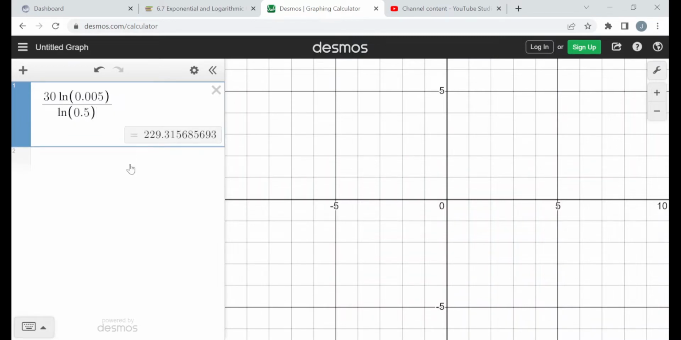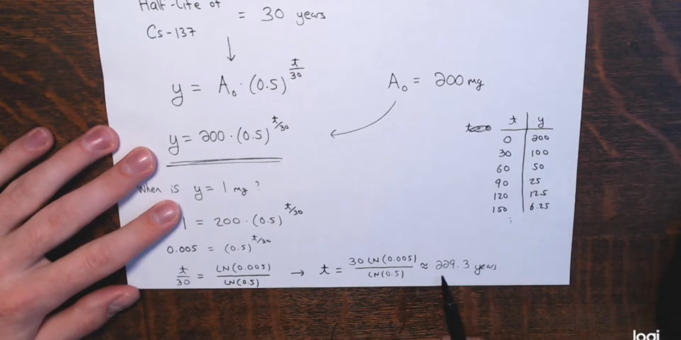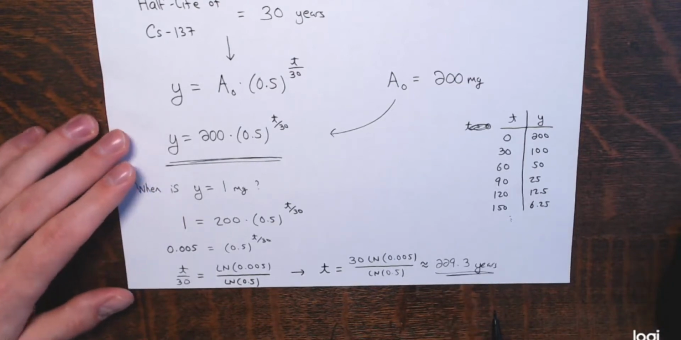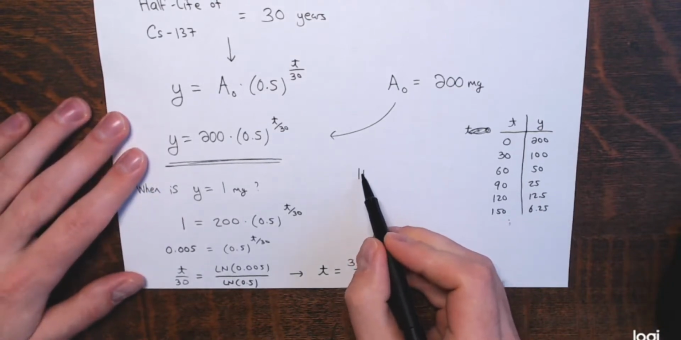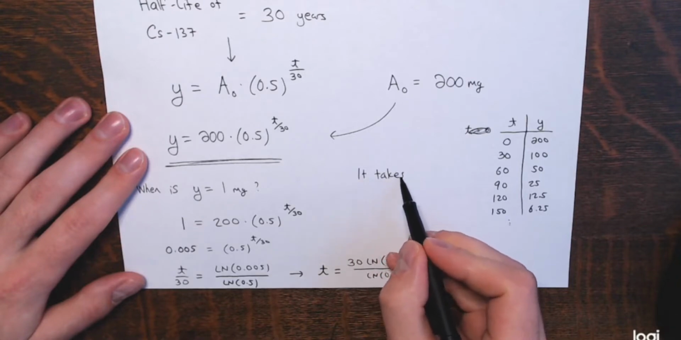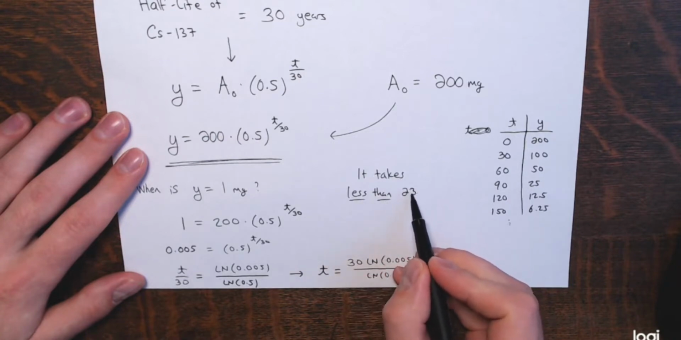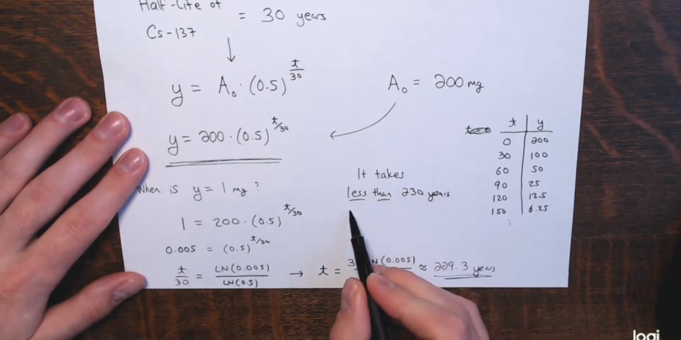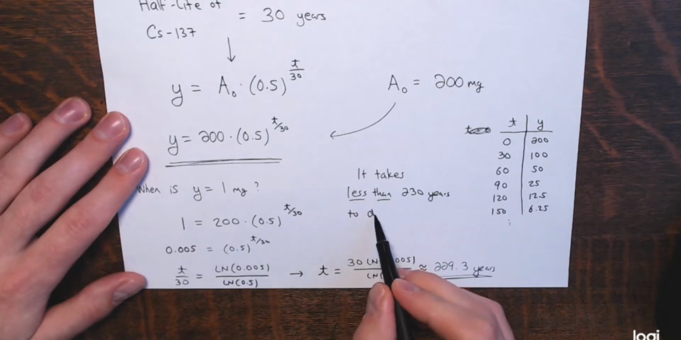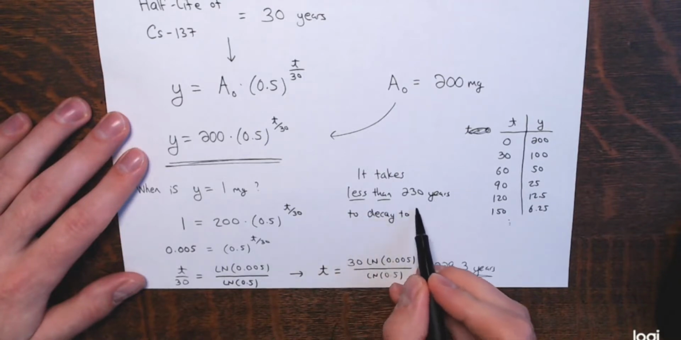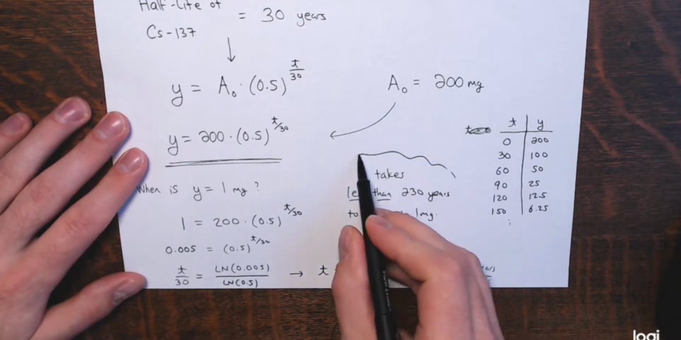And it takes less than 230 years. This is 229.3 years, which I've written down in my paper. So it takes less than 230 years to decay to 1 milligram. And that's how we would answer that question.